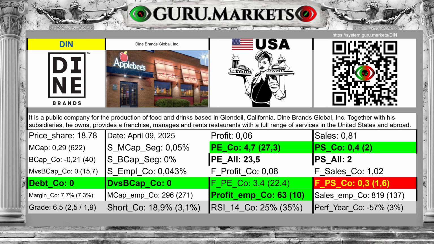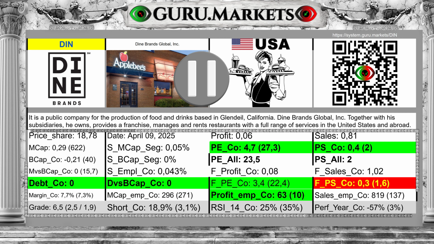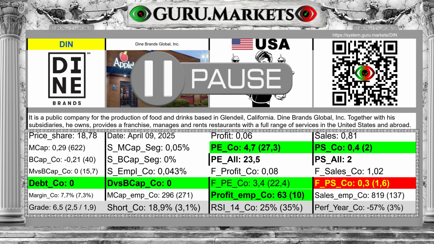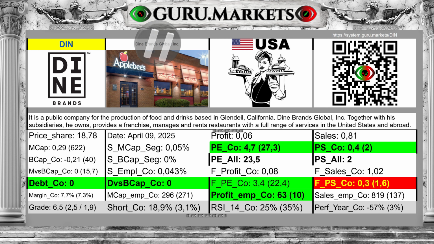Let's look at each indicator in more detail a little further. If necessary, you can pause the video. We propose to consider each parameter of the organization scrupulously.